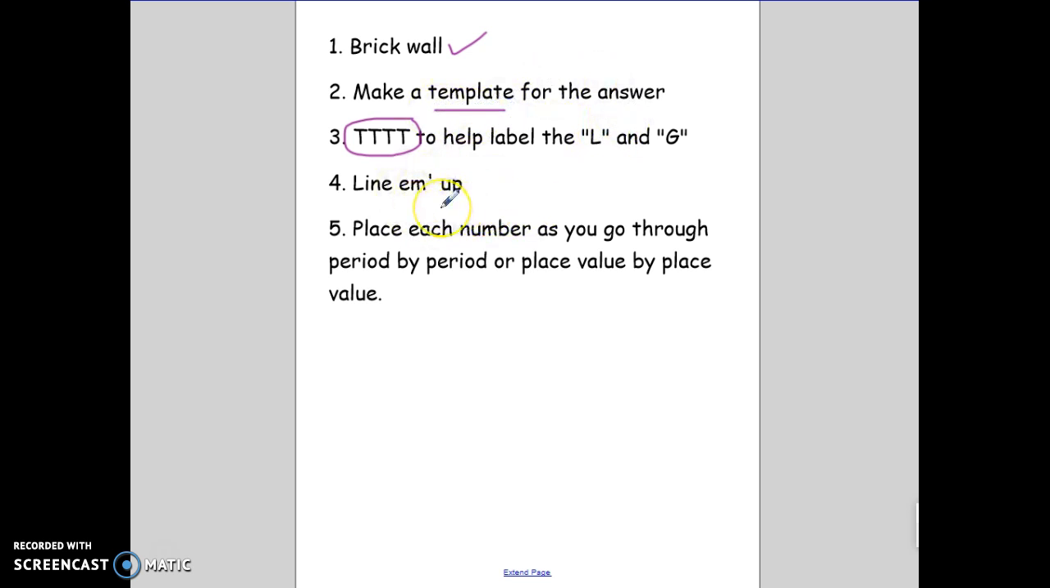Of course, then we want to line up our numbers, place values directly underneath similar place values. And then we want to go through, just like we did with comparing and ordering before, and look at them. And honestly, guys, I recommend going period by period. Once you have a bunch of numbers, it definitely simplifies things a little bit. And we want to put these numbers into our answer template.